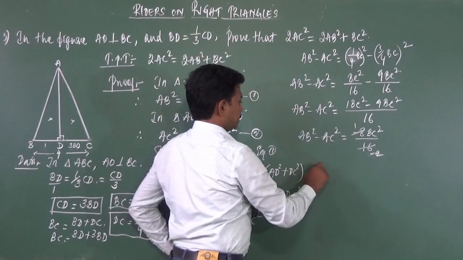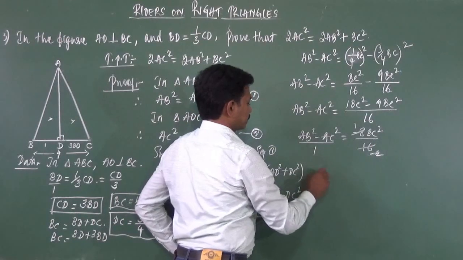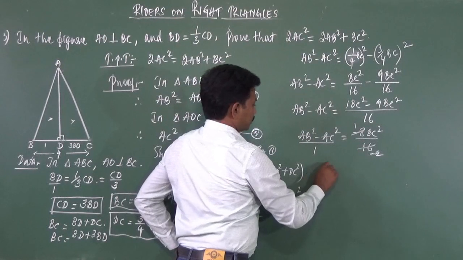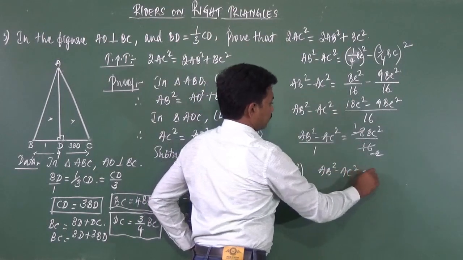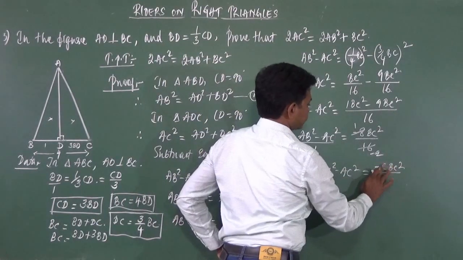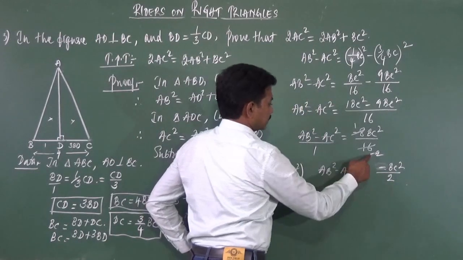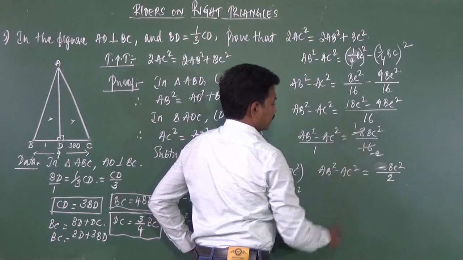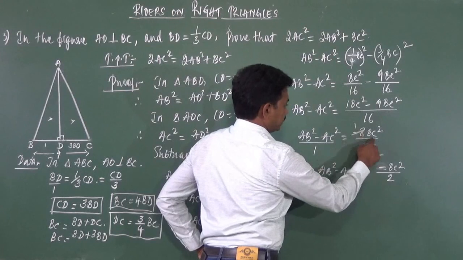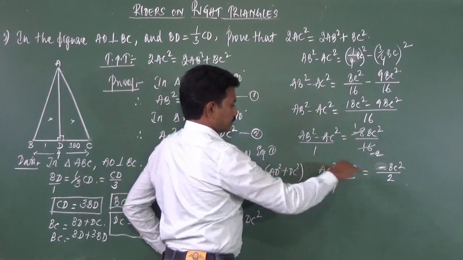So cross multiply by 1 we have. When we go for cross multiplication, AB square minus AC square is equal to minus BC square by 2. This can be written like this because I have transferred this minus sign to the numerator, so the minus remains there. So minus 1 BC square is minus BC square and 2 remains here. So by 1, let us go with cross multiplication.